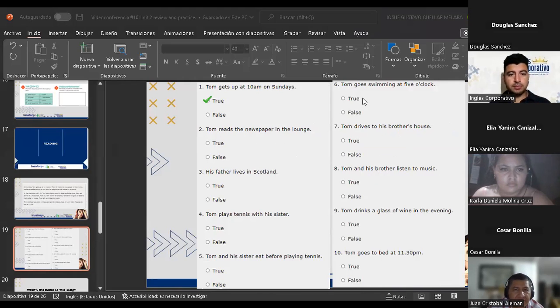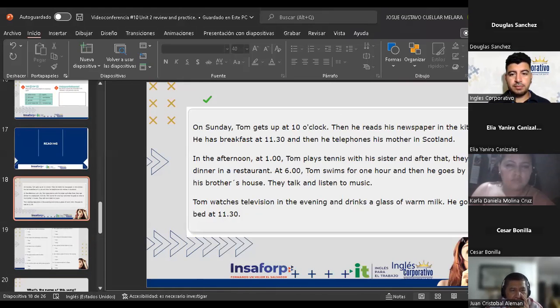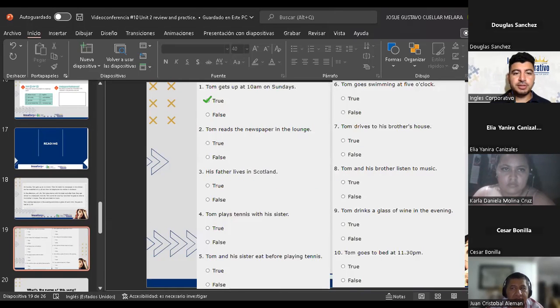Tom reads the newspaper in the lounge. Is it true or false? False, because he reads in the kitchen, right?